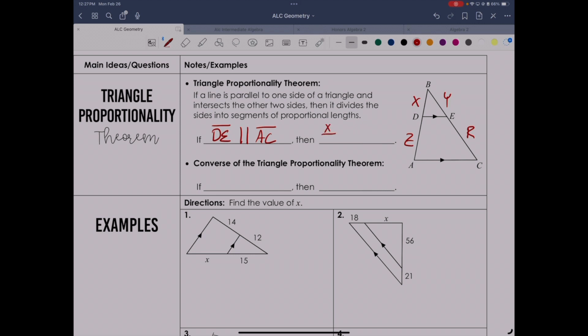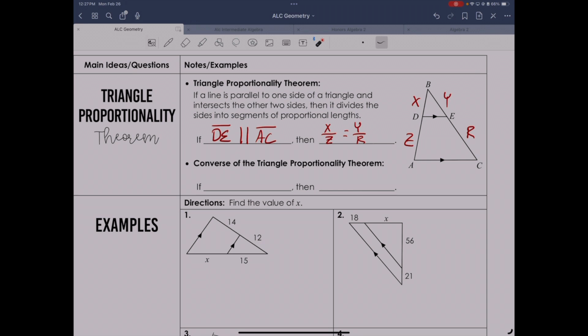So then X over Z is going to be equal to Y over R. So it essentially says this: that line makes two proportions, and you can put an equal sign in between them. Okay, so that becomes your division bar. That becomes your equal sign.